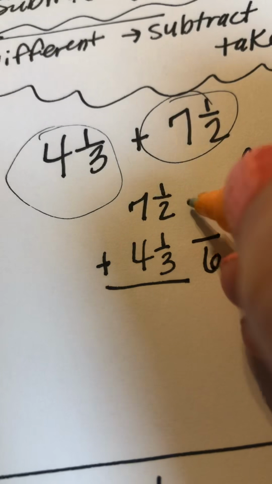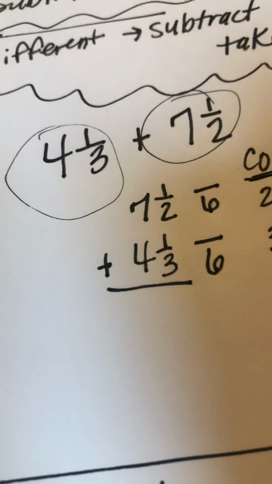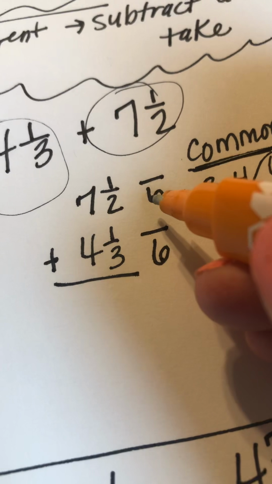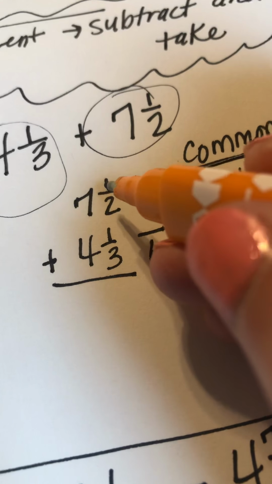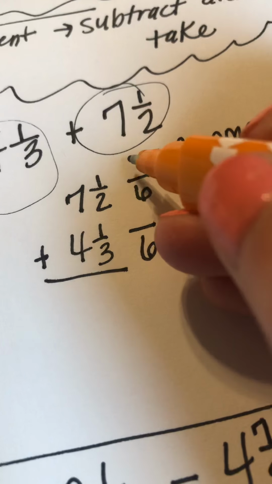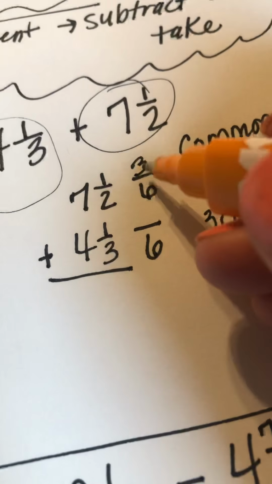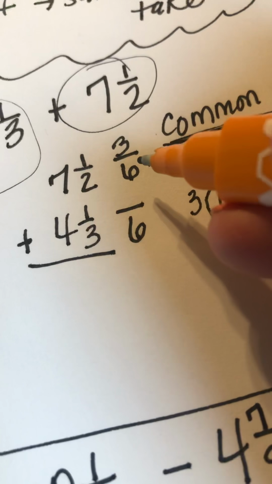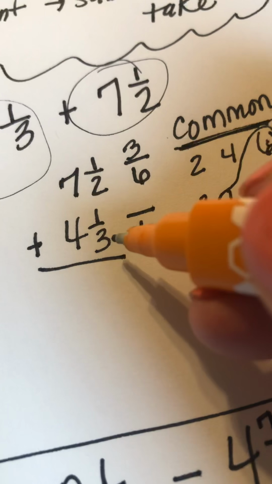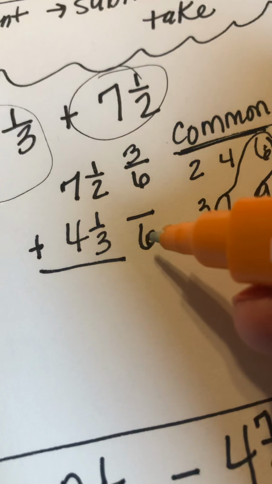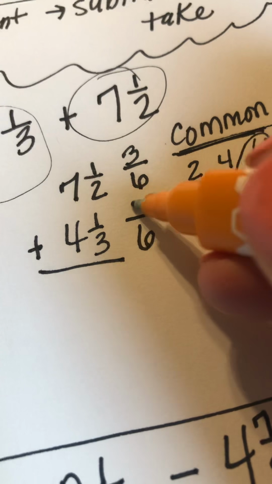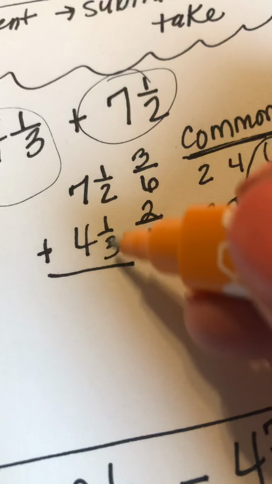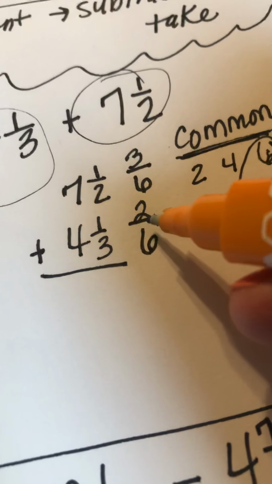So I'm going to put a 6 here and a 6 here. Now, 2 times 3 gives me 6. But I also have to accommodate the numerator as well. So 1 times 3 is going to give me 3. If you were to reduce 3/6, you would be reducing it to 1/2. So I'm not changing the value of the number, I'm just changing the way it looks. Same thing down here. 3 times 2 gives me 6. So 1 times 2 is going to give me 2 here. Again, if you were to reduce 2/6, you would get 1/3. So I'm not changing the value, I'm just changing the way it looks.